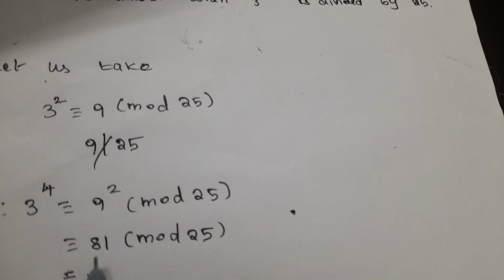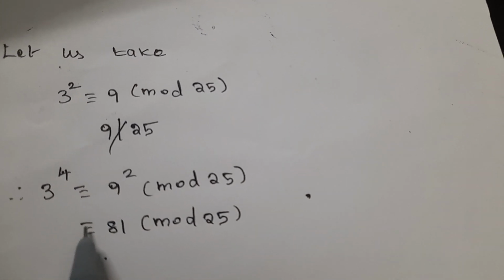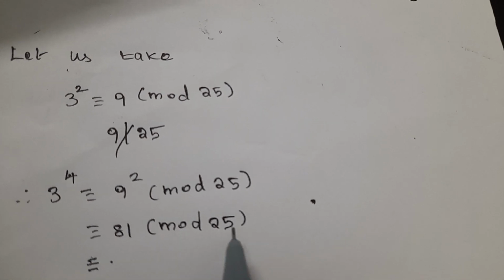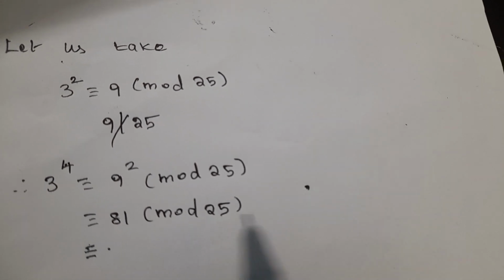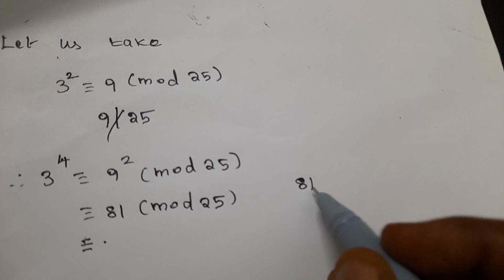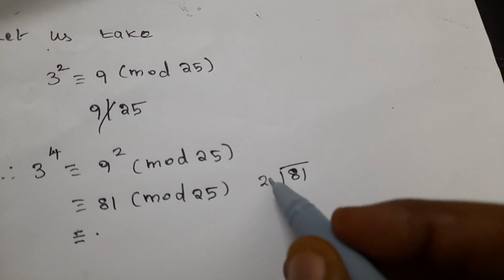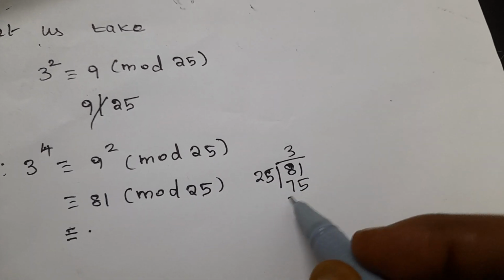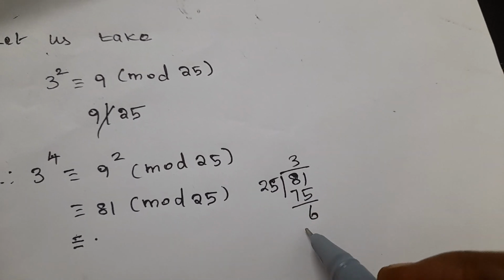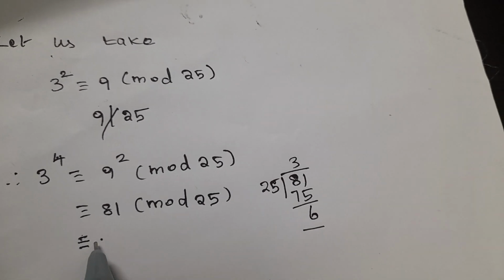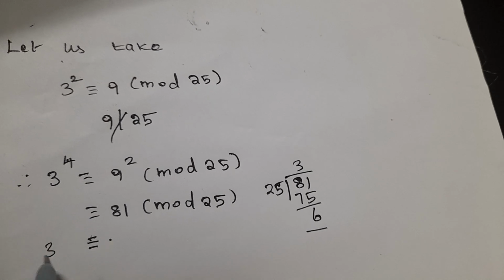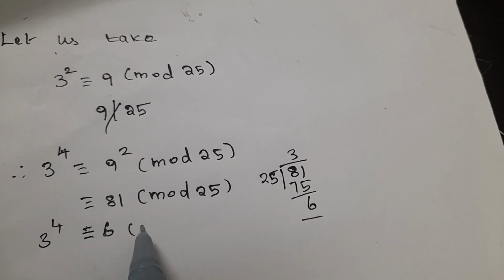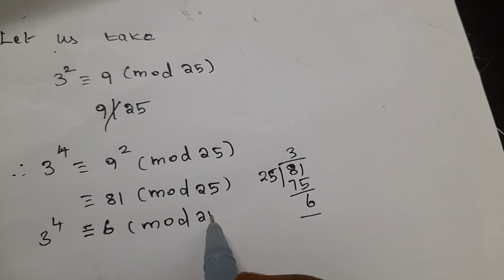9 squared value is 81, so this is congruent to 81 mod 25. We have to check how many 25s are in 81. We have 3, 3 25s are 75. The remaining value is 6. So 3 power 4 is congruent to 6 mod 25.